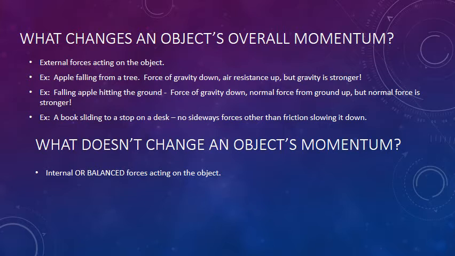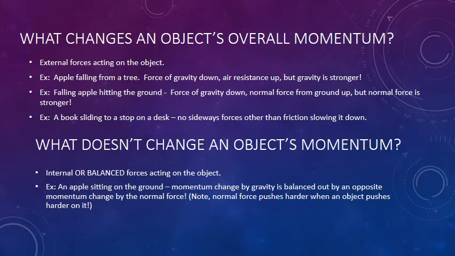if all the forces acting on that object are either internal or all the external forces are balanced out. So just what I mentioned a minute ago, apple sitting on the ground, the gravity would be trying to change that apple's momentum, trying to speed it up downwards. However, it's balanced out by an opposite change upwards caused by the normal force.